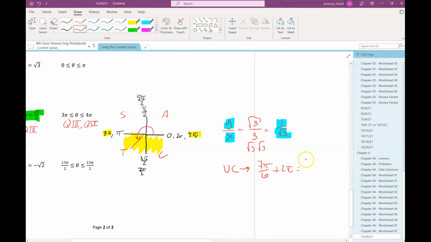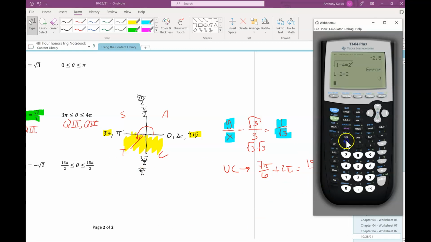So to add those two fractions, I need to make a common denominator. That gives me 19 pi over 6. And that is in between the range. FYI, you can check these on your calculator.